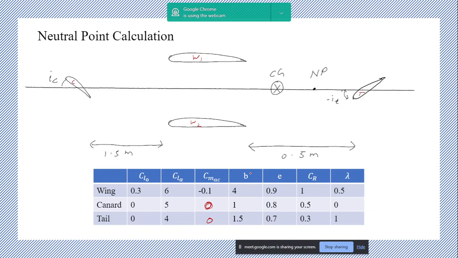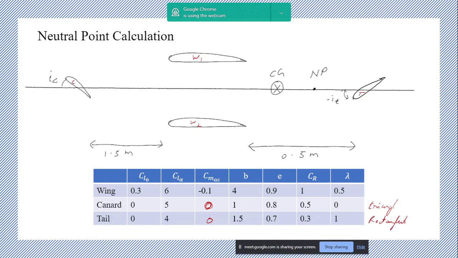Okay. Then they've given you the span of each wing. Then they've given you the Oswald's efficiency factor, the root chord, and the taper ratio for each of the wing, tail, and canard. So the wing has taper ratio of 0.5, canard has taper ratio of 0. What does that mean? And what about tail? Exactly.